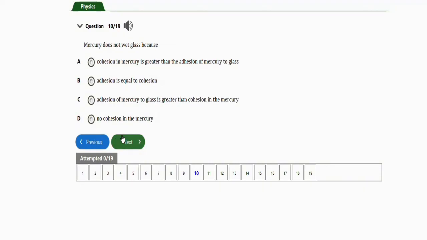Let's go to the next one, which is this one. It says, mercury does not wet glass because cohesion in mercury is greater than the adhesion of mercury to glass. This is basically the correct option, guys, option A. Option B says adhesion is equal to cohesion. No. Adhesion of mercury to glass is greater than cohesion in mercury. No, no. Option D, no. So when you have mercury, the cohesive force is usually greater than the adhesive force. Alright, so the correct option here is option A.